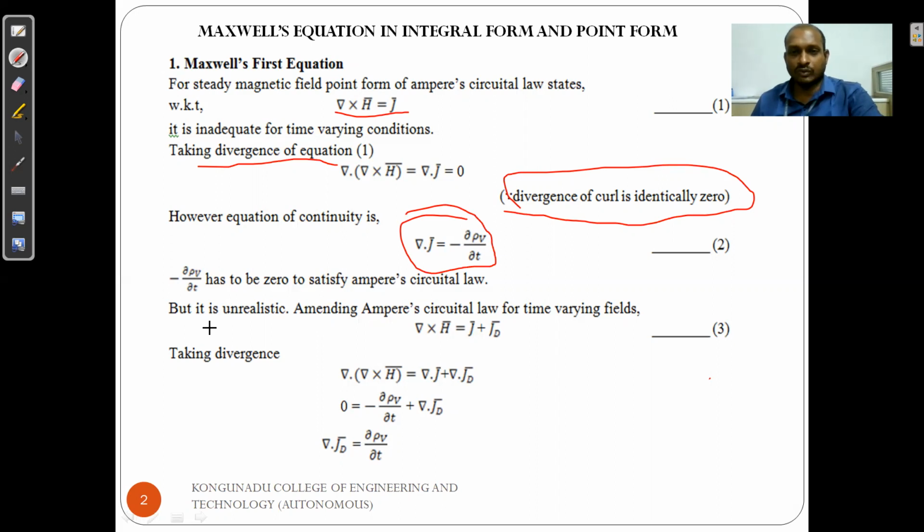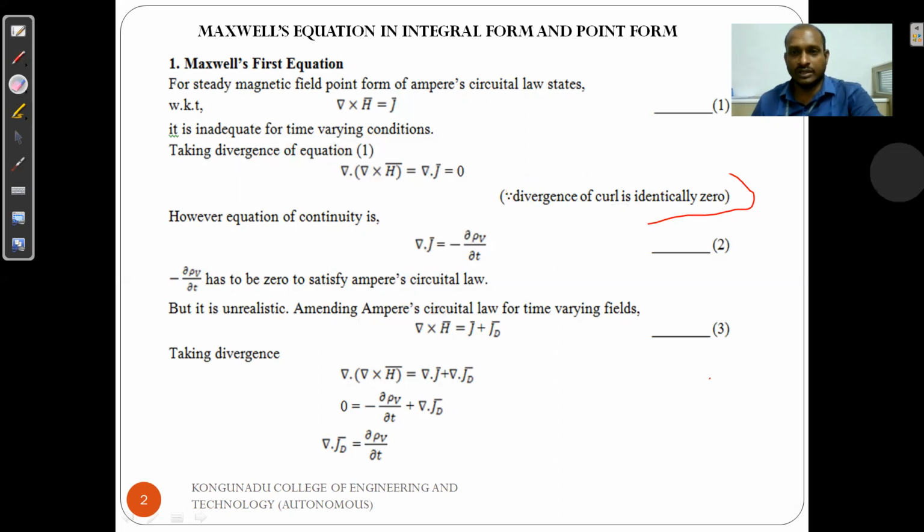So we amend the Ampere circuit law for time varying fields. We write del cross H is equal to J plus JD. J is called conduction current density, JD is called displacement current density. Taking divergence on both sides, del dot (del cross H) is equal to del dot J plus del dot JD. The left side is equal to 0 because of the identity, so that's equal to del dot J plus del dot JD is 0.